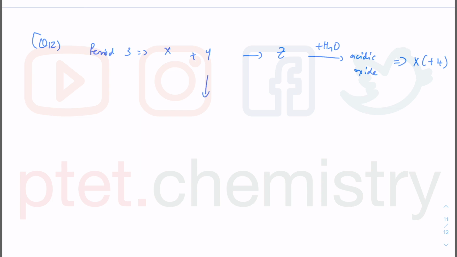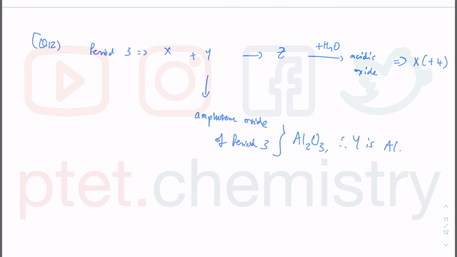Moving on to the next question, 12. X and Y are two elements. These are period 3 elements. They combine, so X plus Y give you Z. And this Z will dissolve in water, so plus water, you will get an acidic oxide, and this thing has an X in +4 oxidation state. How about Y? Y will give you an amphoteric oxide. If you think about the amphoteric oxide of period 3, this is your case study. This is Al2O3, therefore Y is aluminium.